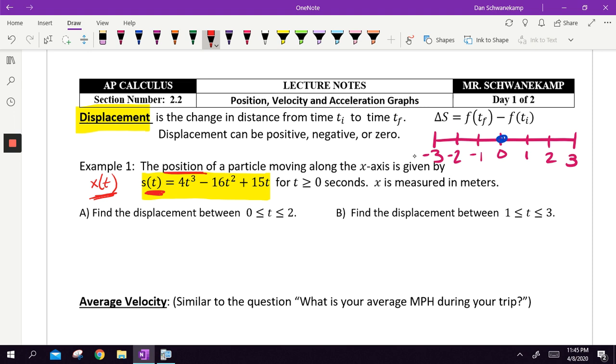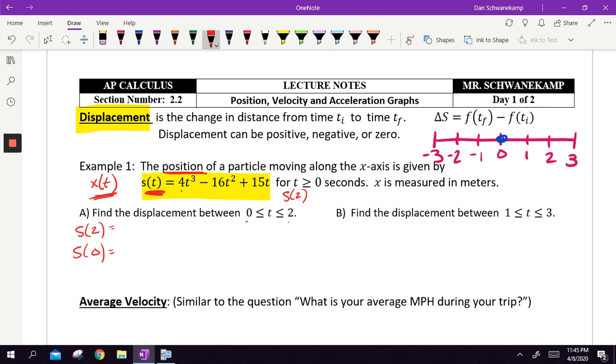Okay, so this equation will tell me position. So for example, if I found S of 2, that means I'm plugging into this equation, and it will tell me what is the position of the particle when your time is 2, and so on. So we want to find the displacement between 0 and 2. So to do that, I want to find S of 2 and S of 0. Those are the two numbers I need.